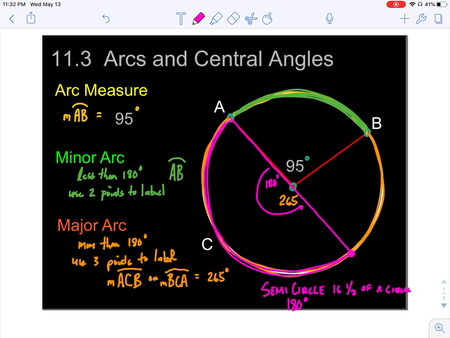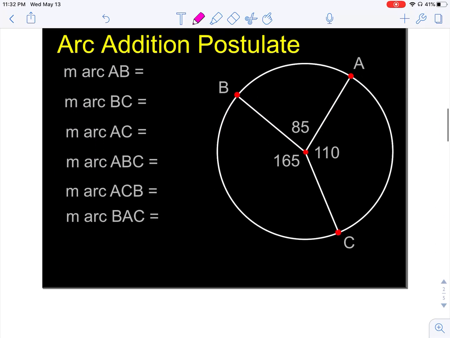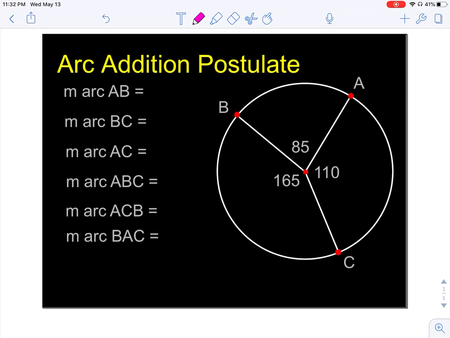Okay, we're going to take a look at some arcs and their measures and an arc addition postulate. So we have this written out in a slightly different way. I have M arc AB. In the book, you'll see M and then AB like this. And so that refers to the central angle corresponding to the arc AB, which in this case is going to be 85 degrees.